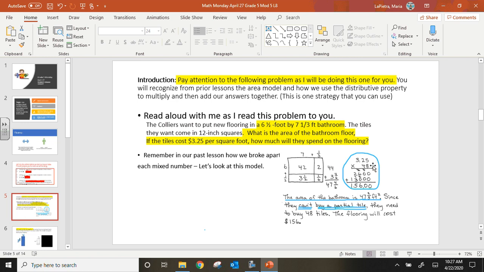And here is my work. 325 times 48 equals $156. So the flooring will cost $156. Okay, so that's a multi-step question. Just take your time when you're doing these problems, and you can do it.